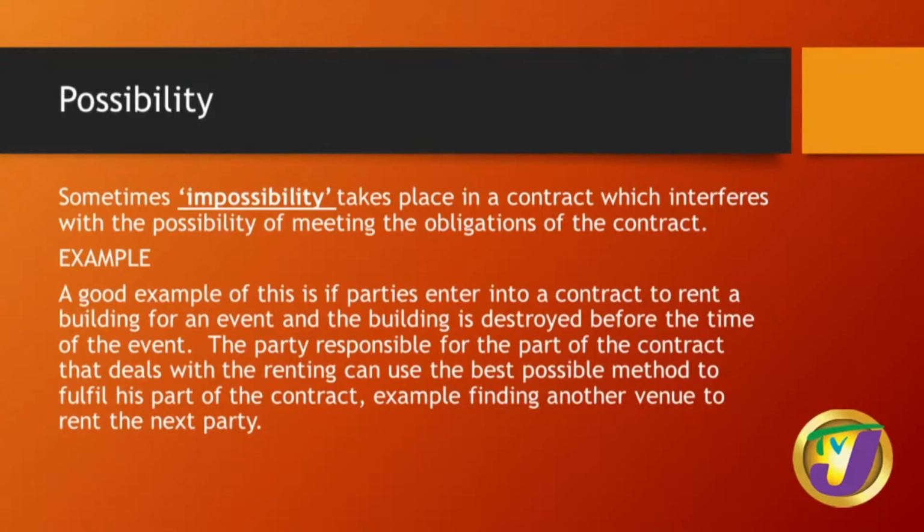A good example of this is if parties enter into a contract to rent a building for an event and the building is destroyed by fire before the time of the event, the party responsible for the part of the contract that deals with the renting can use the best possible method to fulfill his part of the contract. For example, finding another venue to rent for the next party. So there are cases of impossibility, but whatever is agreed upon, there must be a possibility of those terms being fulfilled.